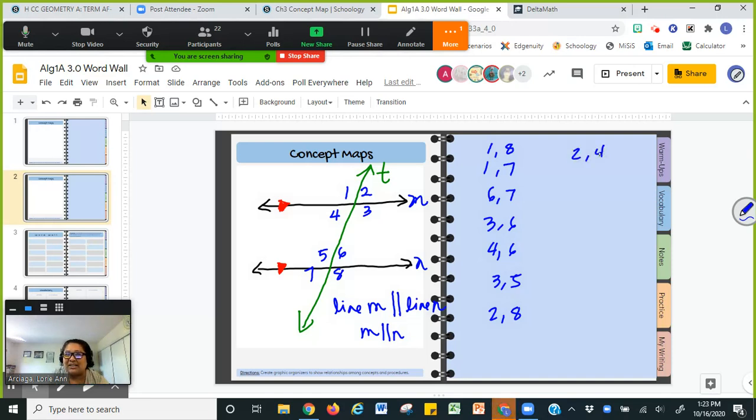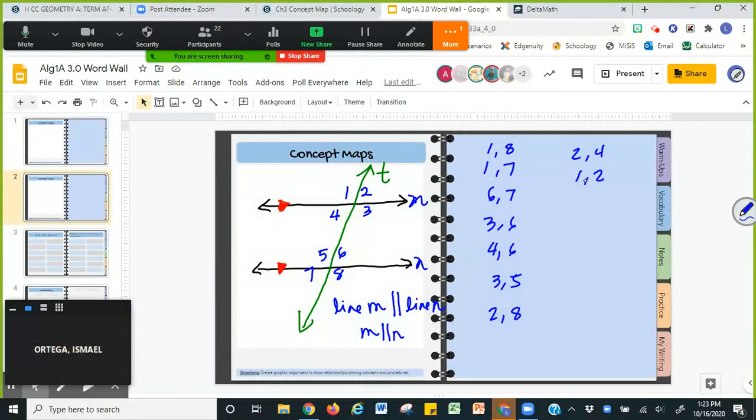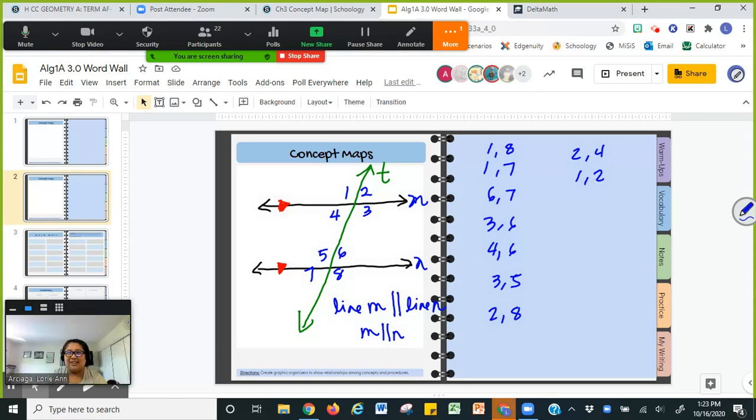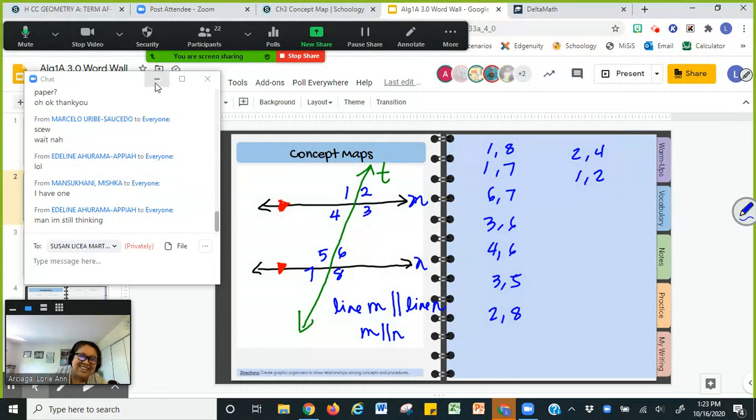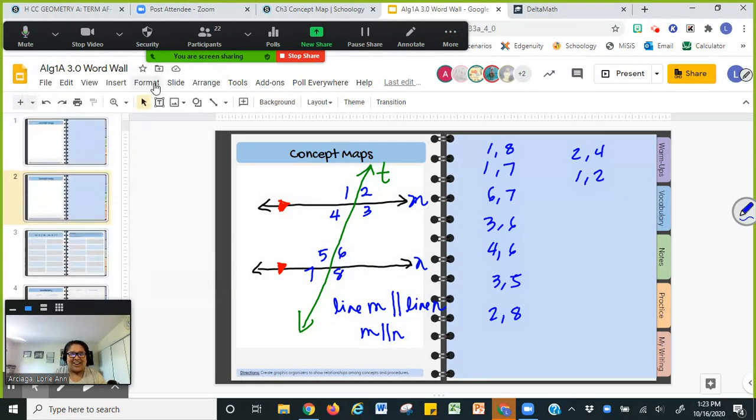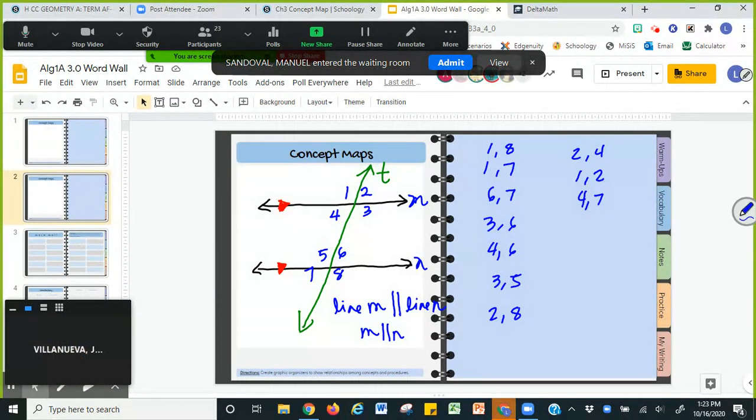Next, here we go. 2, 4. Vertical angles. Next, 1, 2. Oops, try again. Linear pair. Very good. Or straight angle. Okay, there's an orange thing in the chat. Fine. You're still thinking. Okay, let's try again. 4, 7. Corresponding. Very good. Very good.